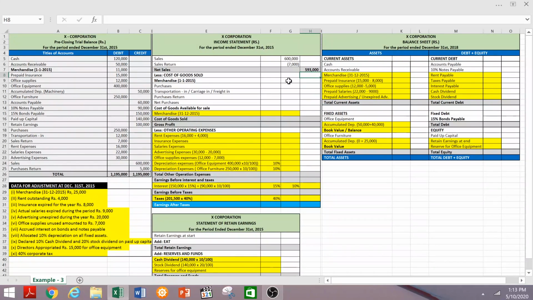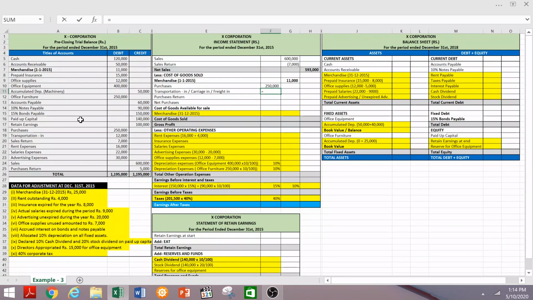Now the next step is to calculate cost of goods sold. We start the calculation by copying the opening inventory, or inventory at start, that is given in the pre-closing trial balance, which is equal to 11,000. The next step, we have to calculate the net purchases or total purchases for the current period. Here in the trial balance, the total purchases for the current period is given, that is 250,000.